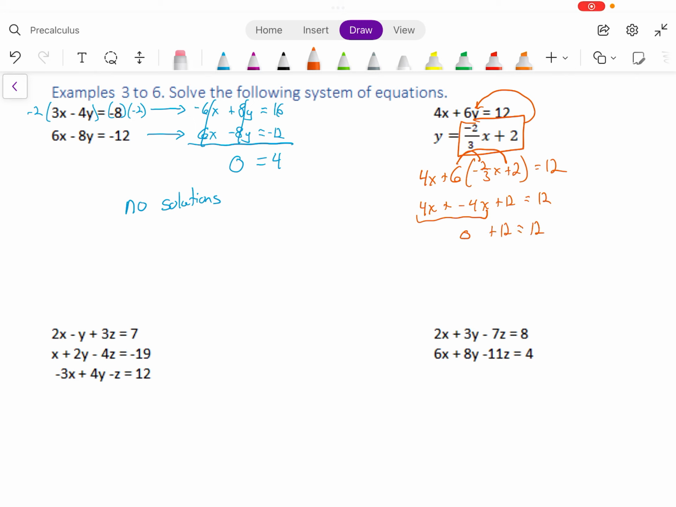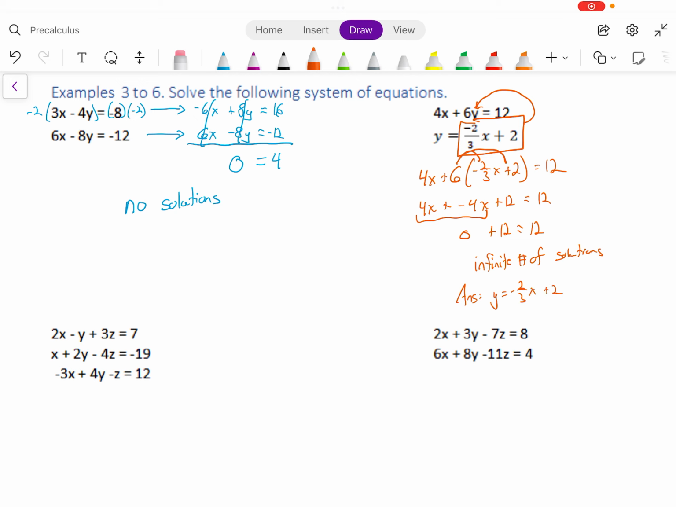Well, that is a true statement. It's always true. So if it's always true, there's an infinite number of solutions. And if you think about the graph of this, this means that these are actually the same line. And so what we do, our answer is the equation of the line. We could use either line, I suppose, but the better one is to use the one in slope-intercept form. So our answer is y equals -2/3 x plus 2.